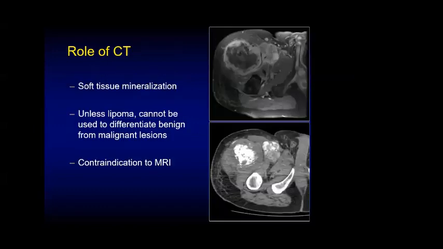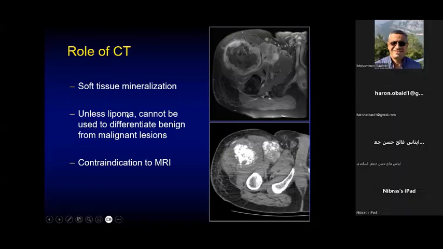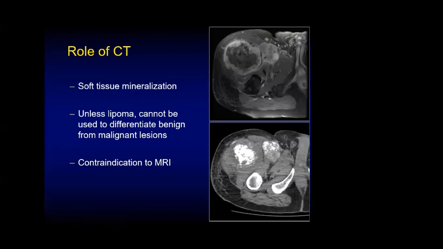CT has limited role in soft tissue sarcomas. We really need it if we are suspicious of any internal mineralization or calcification, such as in this case. That's the weakness of MRI scan, because MRI scan is not really good at detecting soft tissue calcification or mineralization. And sometimes CT may be helpful for lesions that may be detected and characterized with CT, such as lipoma. And we see that all the time.